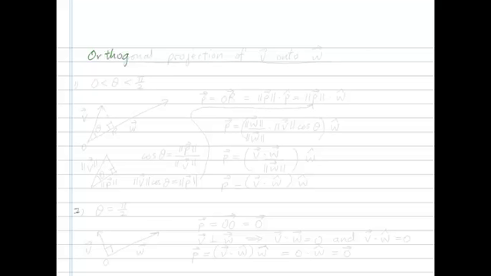We examine the orthogonal projection of vector v onto vector w. We will divide into three cases. Case number 1 is when theta is an acute angle, or theta is between 0 and pi over 2, excluding the endpoints. We draw a sketch.